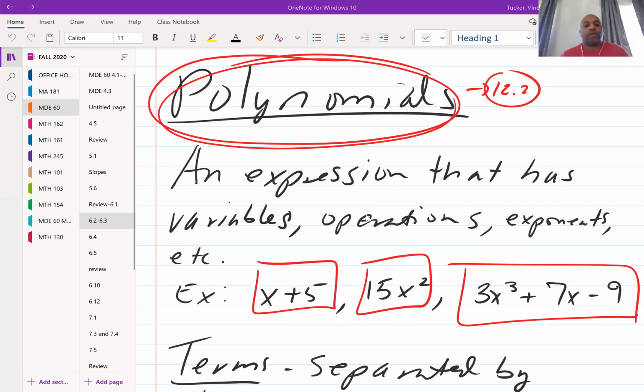All right, so we're looking at polynomials today. At least, like I said, we're starting off with polynomials today. That's 12.2 as far as your homeworks are concerned. A polynomial is an expression that has variables, operations, exponents, etc. So x plus 5 is a polynomial. 15x squared is a polynomial. And 3x cubed plus 7x minus 9 is also a polynomial.